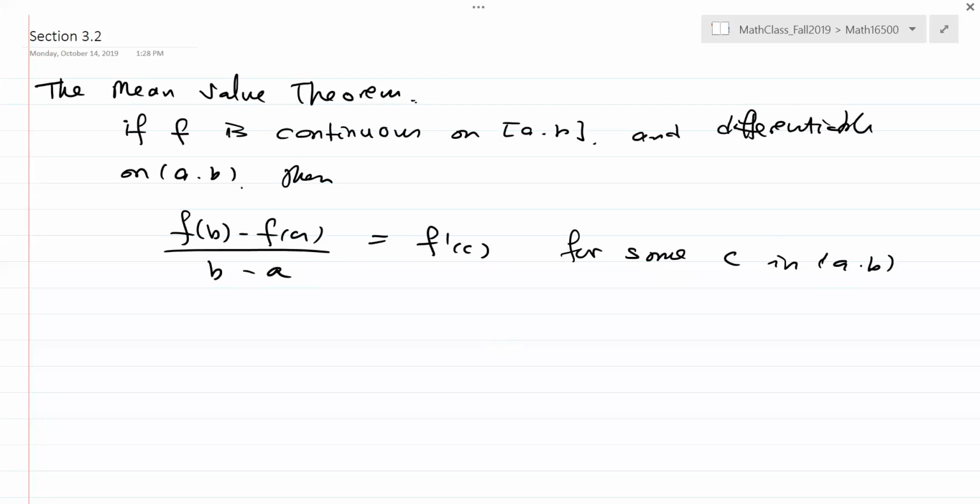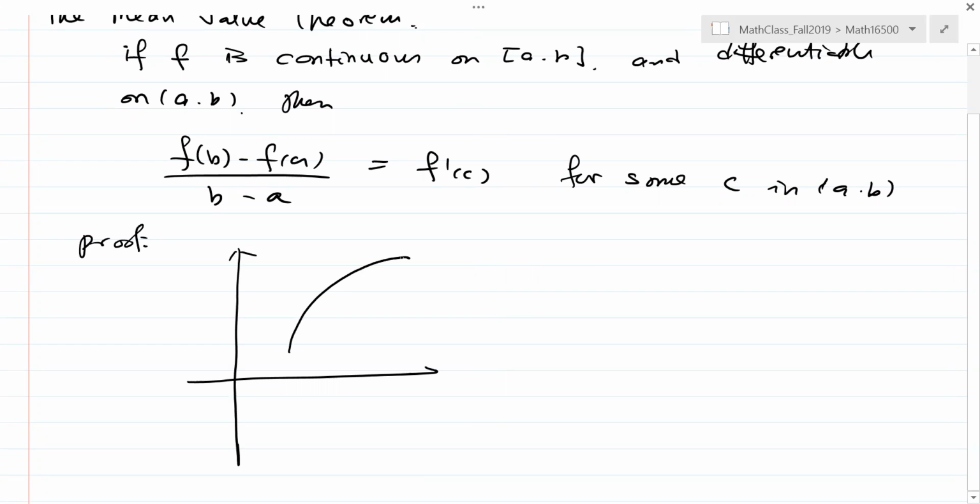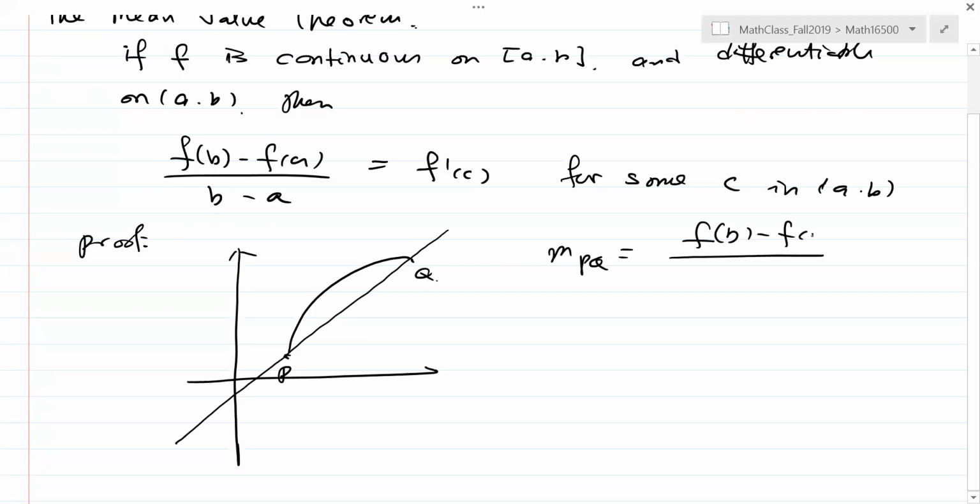Now, what does that mean? The proof is simple. Here's the argument. Suppose a picture, this is a graph. What's the meaning of the ratio on the left-hand side? That is the slope of the line through P and Q. This quotient is the slope of this secant line.